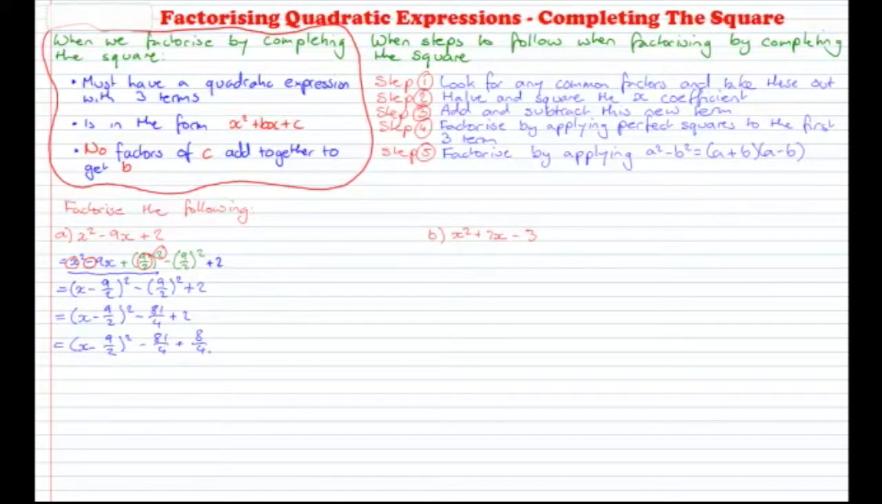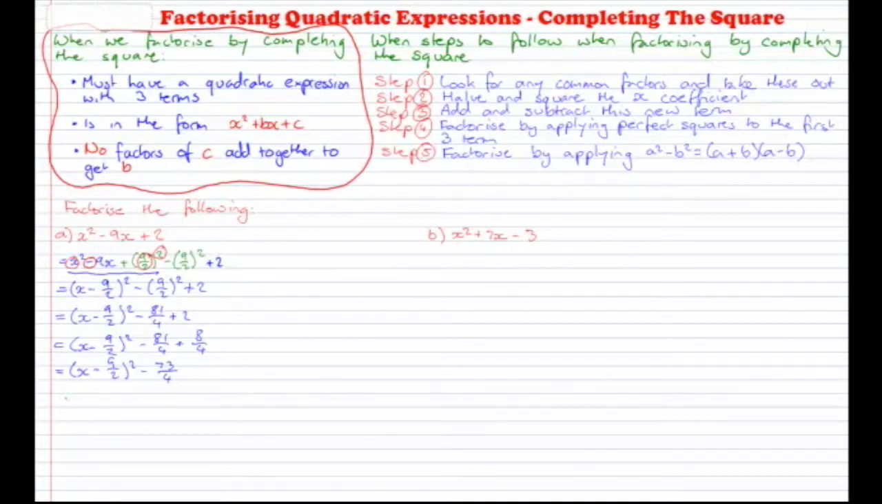Just double check it, always, whenever you're converting between fractions. Alright, and combining the last two terms now, you get x minus 9 over 2 squared minus 81 plus 8, well that becomes 73 over 4.